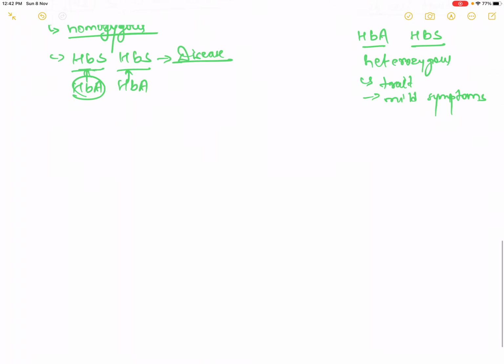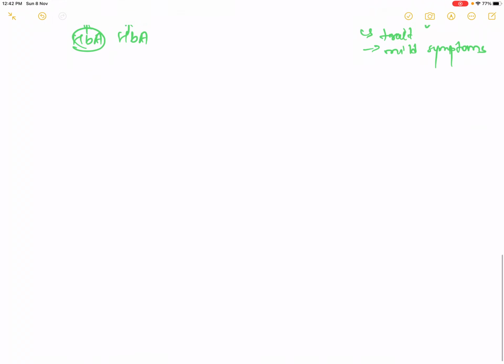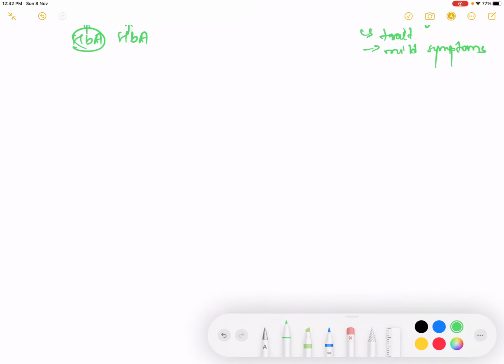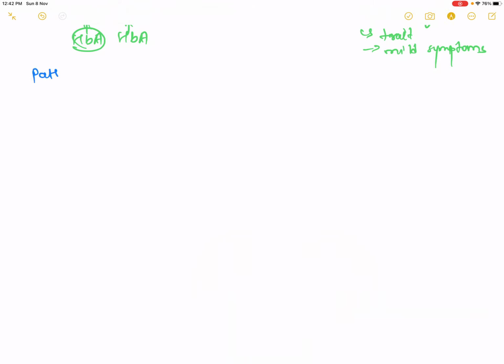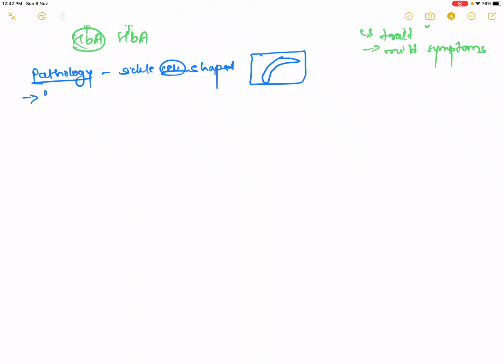So now let us discuss the pathophysiology. How do the symptoms and clinical manifestations occur? Once the RBCs turn sickle, this is the shape of the RBC, sickle. Two things happen. One is hemolysis, as we already said.